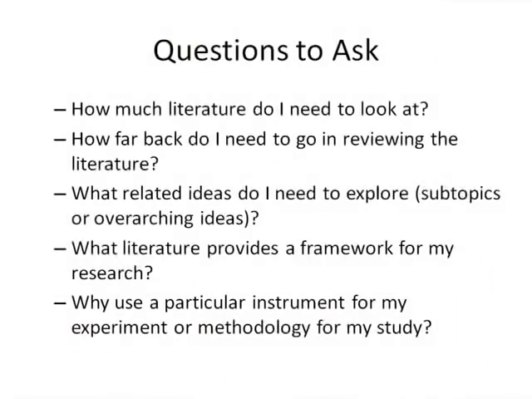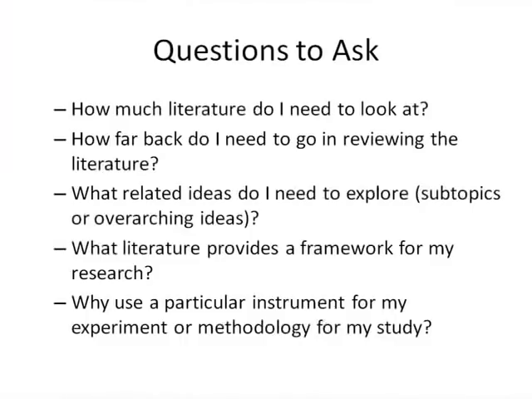Okay, I've done several literature reviews, and these are the questions that I ask myself, and these are the questions that people ask me. I think the big question is, how much literature do I need to look at? I could spend probably the next 5 years of my life looking at the literature in this field, and that's depressing. You know? So how much? What related ideas do I need to explore? Subtopics or overarching ideas? A lot of times you're looking at a topic, but that topic has subtopics, correct? Or that subtopic has overarching topics. How do I know? Okay? How do I know that I need to go to related ideas?